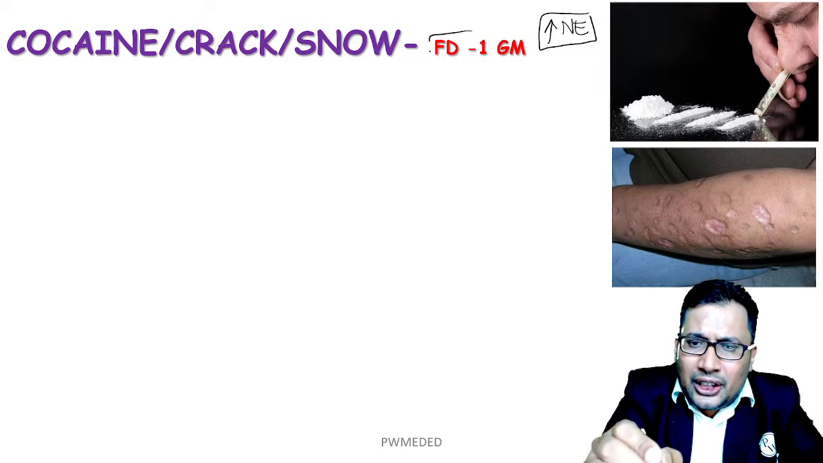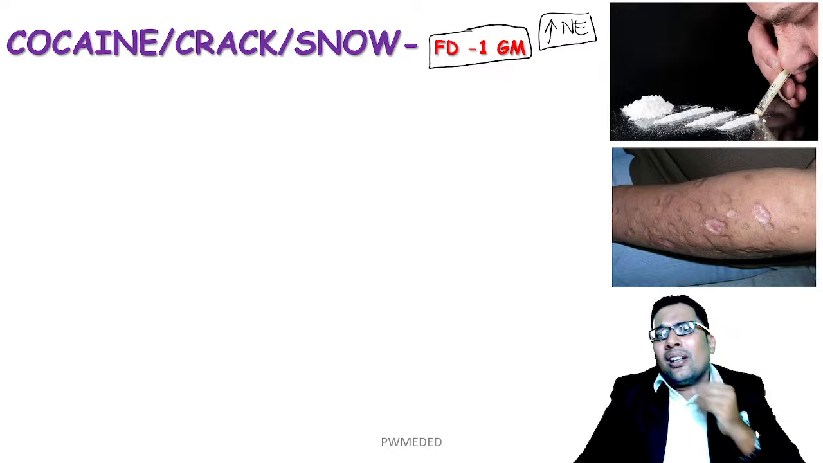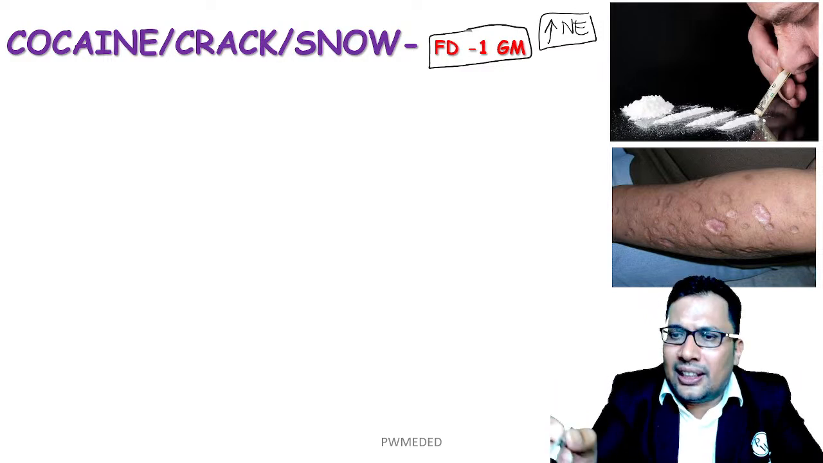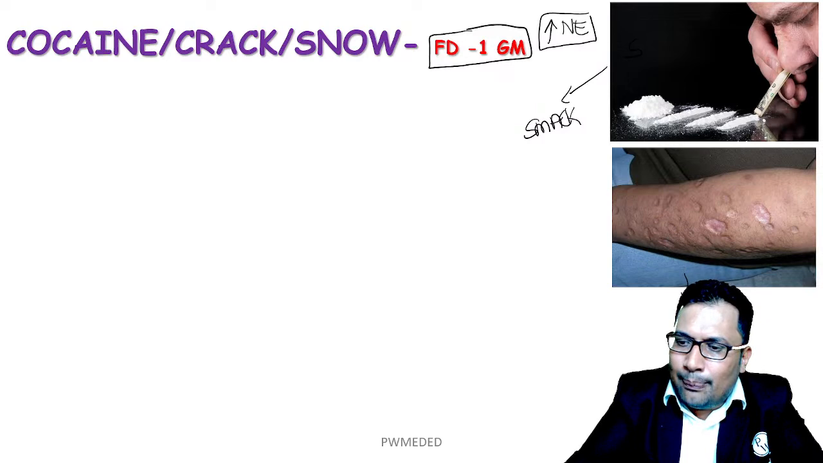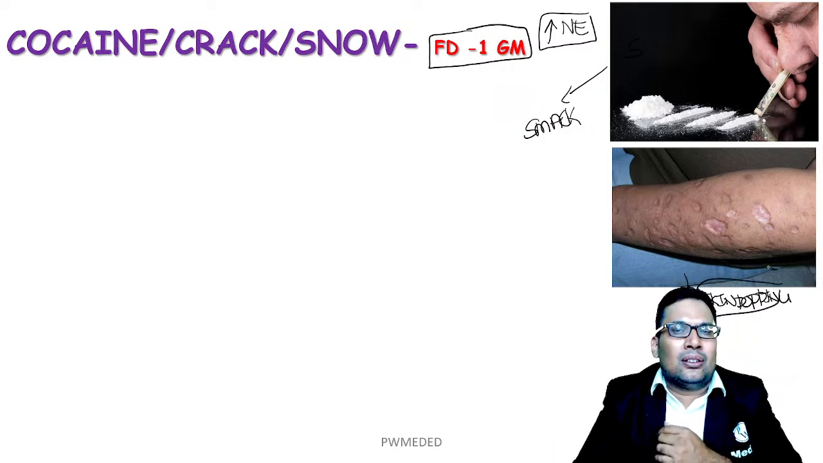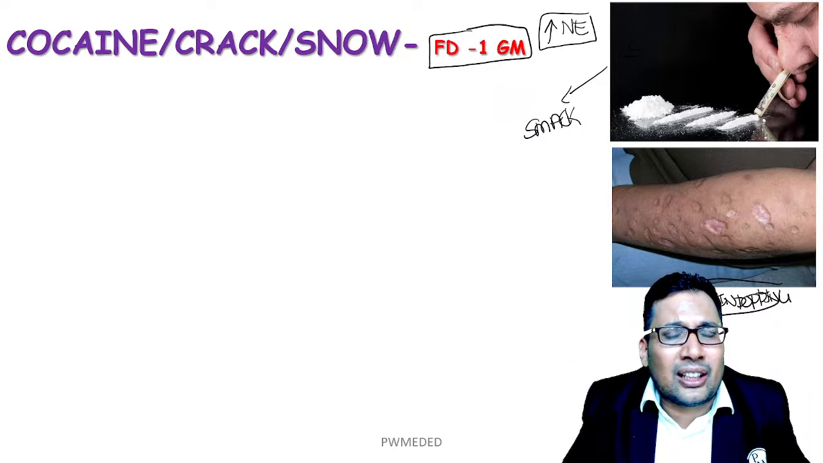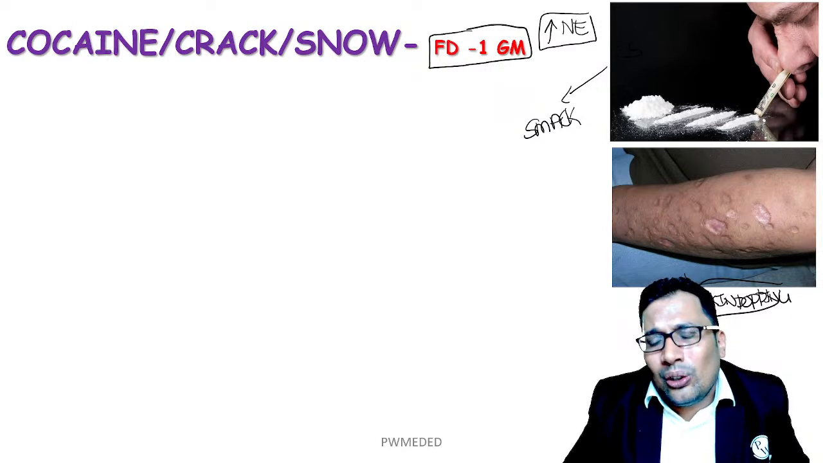The fatal dose is 1 gram. That can also be asked. What are the routes of cocaine intake? One is smoking, that is known as smack. Or this is known as skin popping. There are two important things, skin popping and smack. Whenever there is increased norepinephrine, what are the signs? There can be diaphoresis, euphoria, raised BP, all this is seen.